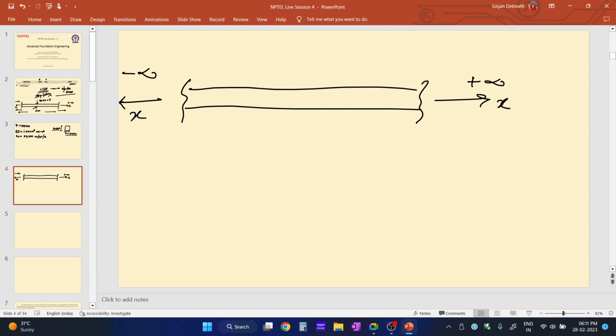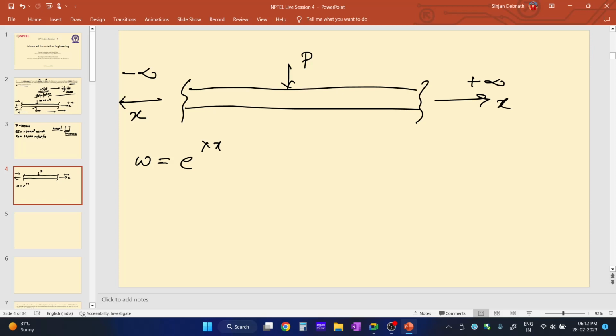Positive infinity, and the load is acting over here, that is P. Actually, the general equation of the beam for deflection, the deflection can be represented by W. The derivation of this you will get in the lectures. So W is equal to e to the power lambda x. I will explain everything. First let me write it down.